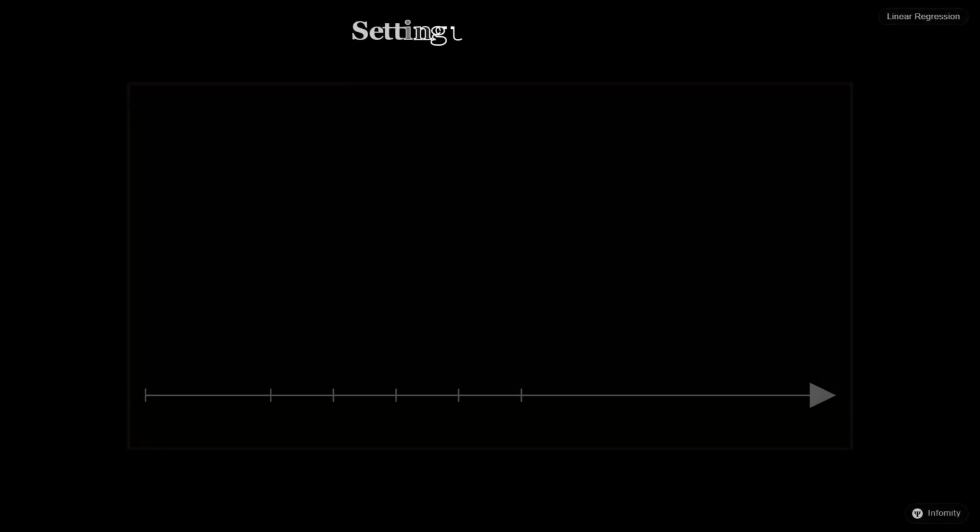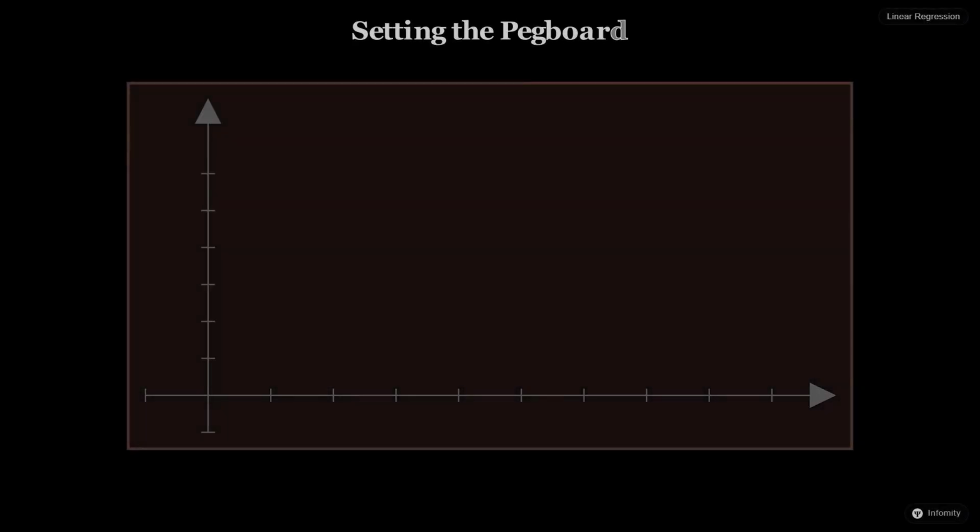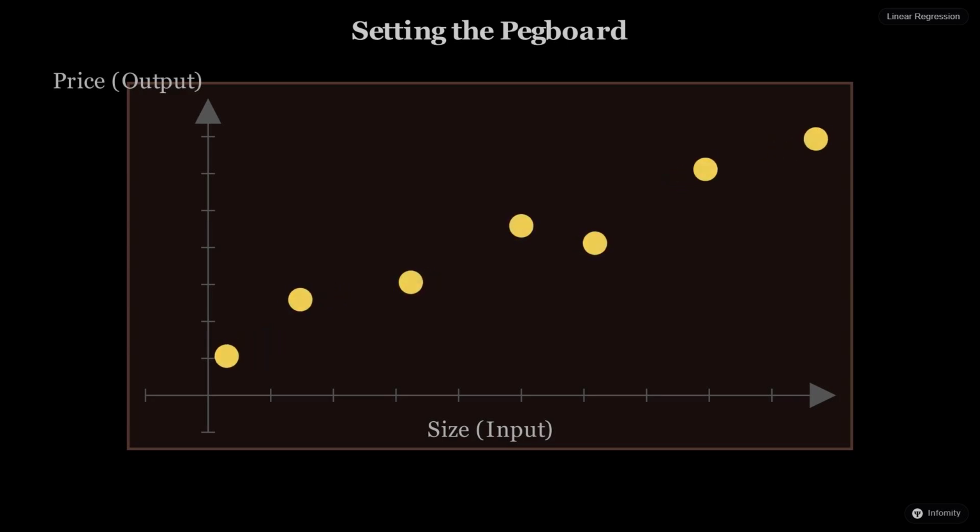Imagine a physical board where every data point we collect is a peg hammered into a specific spot. The horizontal axis represents our input, like the size of a house, and the vertical axis is our output, like the price. Each peg stays fixed in place, representing an observation we cannot change. These pegs form the foundation of our entire modeling journey. Think of this like a map of historical facts that we are trying to navigate.